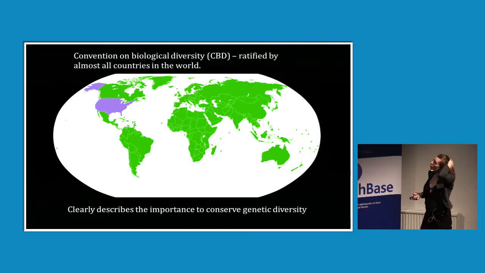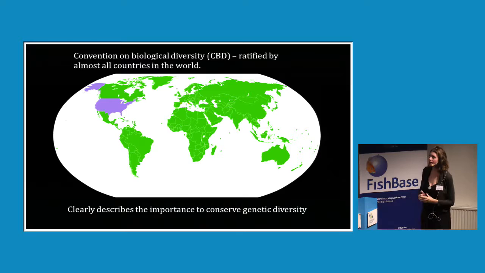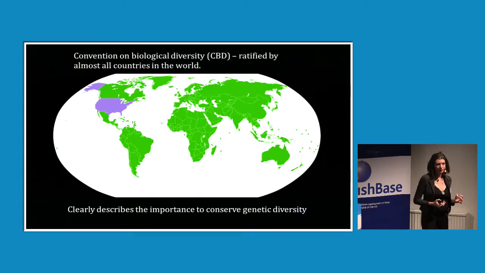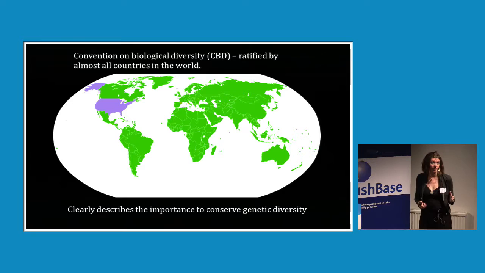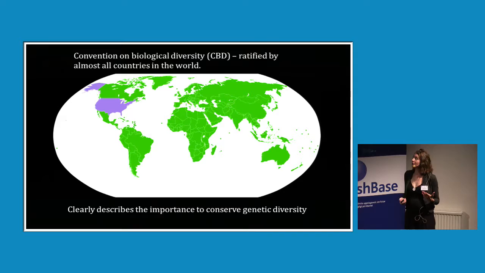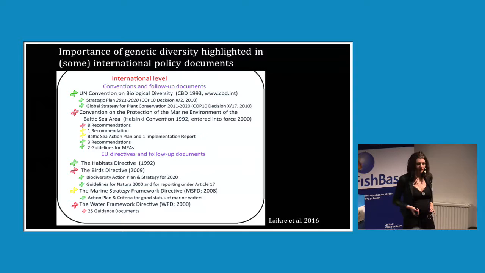So I've been talking a lot about genetic variation and how important it is. And this is not only me thinking that this is important, but actually the entire world thinks that genetic diversity is something that we need to conserve and manage. It's very clearly stated, for example, in the Convention on Biological Diversity, that genetic variation should be conserved. And this is something that is ratified by almost all countries in the world. But the question is, how do we implement these international conventions?